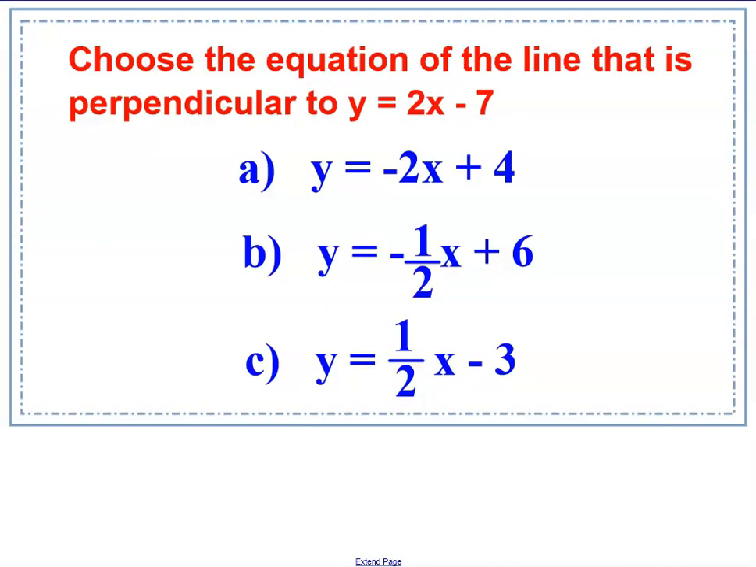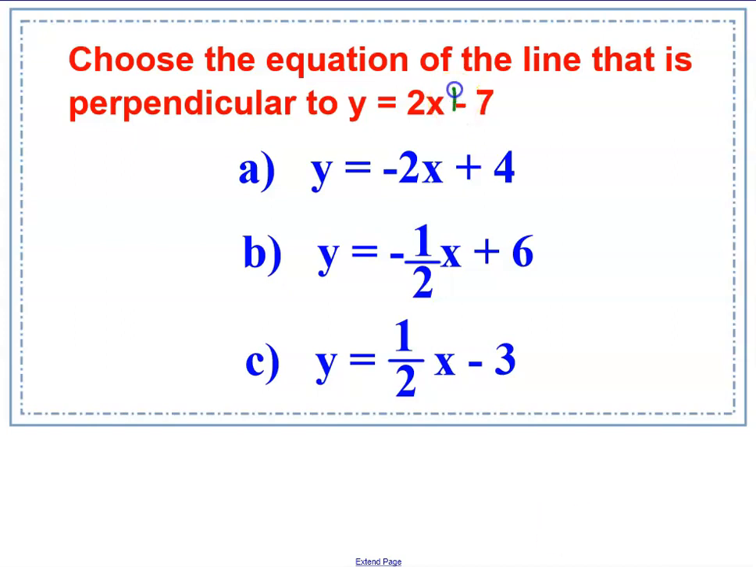All right, remember the main idea? I've said it about 5 times now. Can you choose the equation of the line that is perpendicular to y equals 2x minus 7? All right, do you think you have your choice? Did you remember the main idea? Opposite, reciprocal.